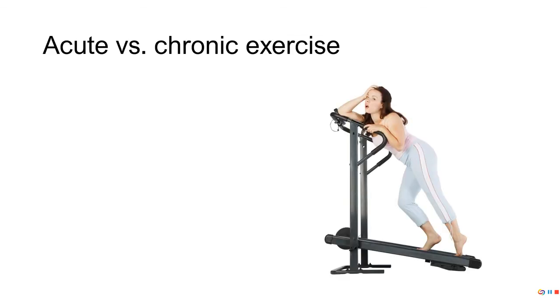Now, when it comes to exercise, we can think of it as acute or chronic. An acute exercise is a temporary single event. Running 5 miles or even 100 miles would be an acute exercise. Your body has to make changes during that exercise bout. However, those changes go away when exercise ends.